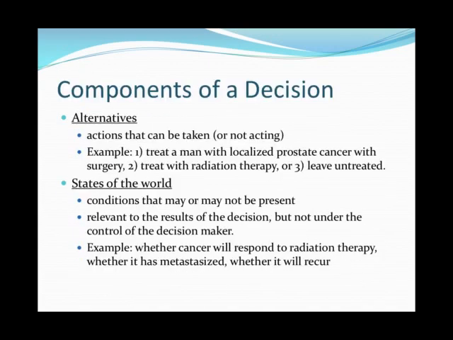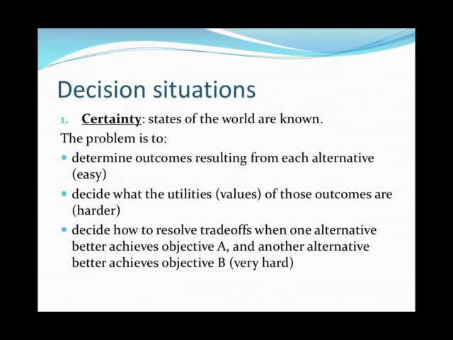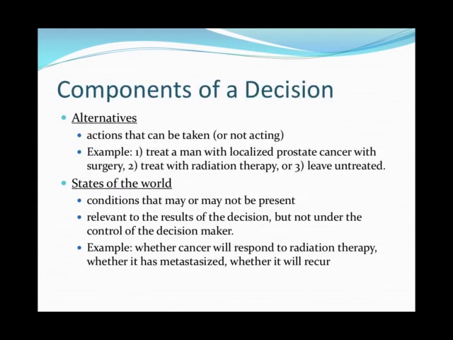Okay, so these were different components of a decision, some different definitions. Now we're going to talk again about some different decision situations. In these situations, we're talking about how much we know about the decision that we're taking and the possible outcome that it will have. One is a decision made under certainty, and that means the states of the world are known. So we know these states of the world.